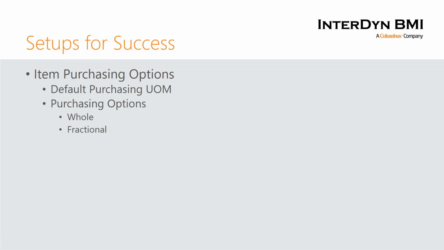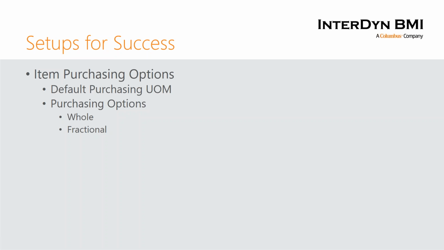And then of course we want to make sure that we know the default purchasing unit of measure. So if we buy in one unit, maybe we buy in cases but we sell in eaches or individual lots, we want to make sure we have those conversions set up. Again, not required, but when we get to the PO we're going to have to stop and say I want to buy individuals or I want to buy cases.